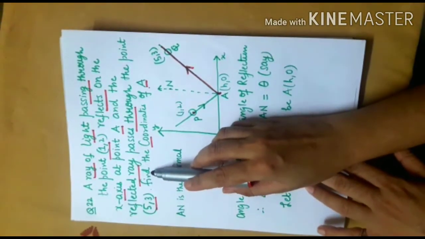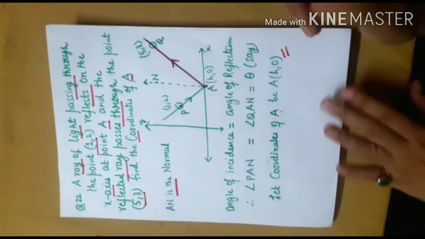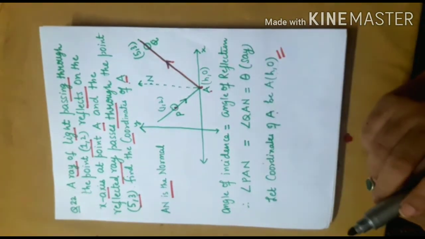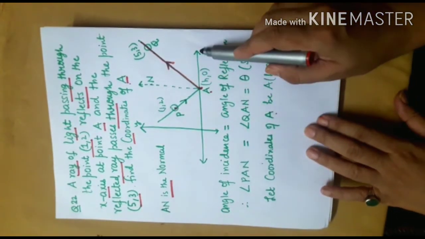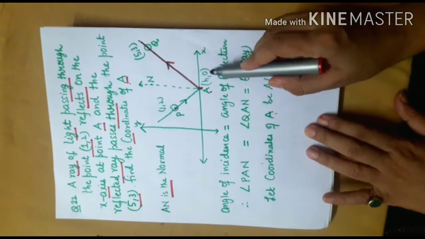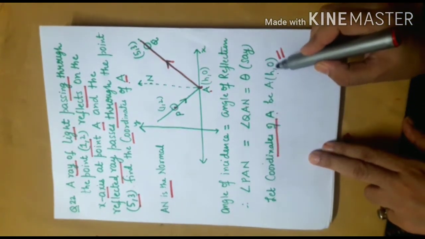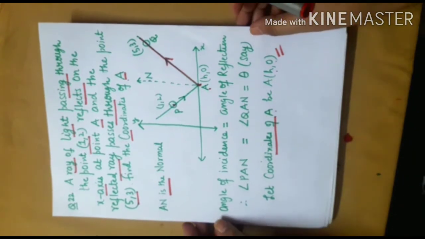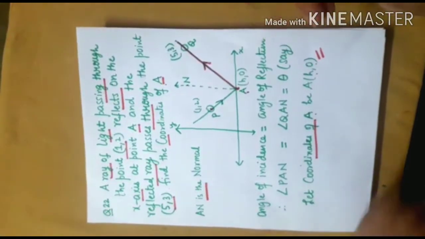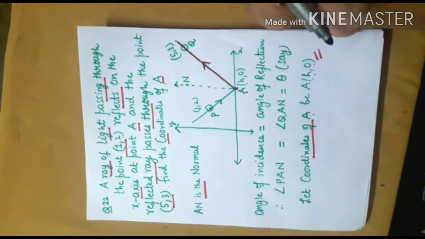Now the question is, what are the coordinates of the point A? Now we are to find the coordinates of the point A. Now as the point A lies on the x-axis, do you agree its y coordinate has to be 0? So the coordinates of the point A will be of the form (h, 0). So we are to find out the value of h. Now let AN be the normal, that is the perpendicular.